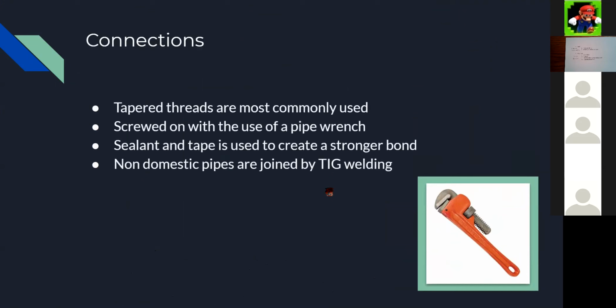Now on to connection. They are connected typically with tapered threads, and they are screwed on with the use of a pipe wrench. Then sealant and tape create a stronger bond. And when pipes are used for non-domestic purposes, they are joined by TIG welding.